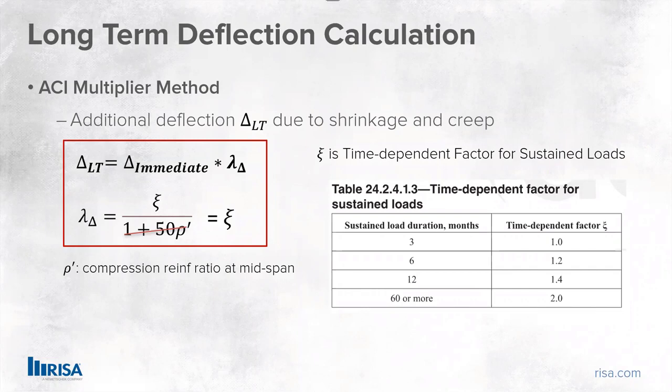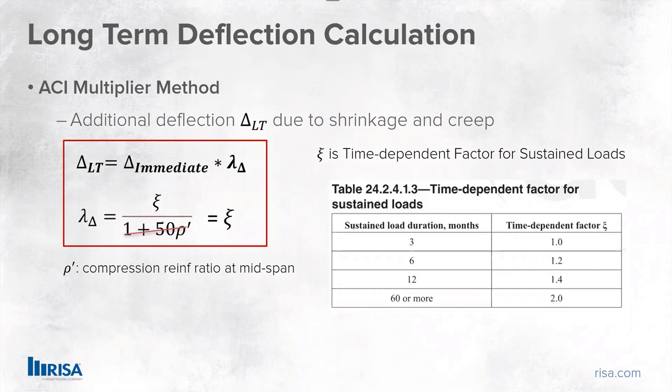In here, the rho prime is actually the compression reinforcement ratio. If you have a continuous span, it will be at the mid-span, and if you have a cantilever, it will be at your support. In most cases, the compression reinforcement ratio will be 0 in most slabs. Then we cancel out the denominator, and your lambda delta will be equal to your psi.